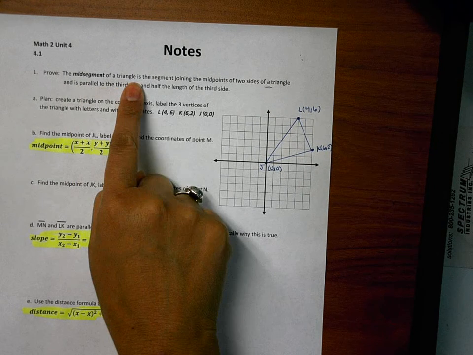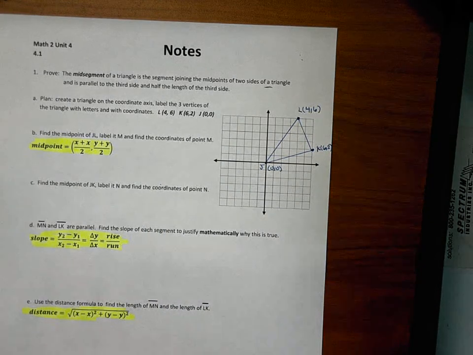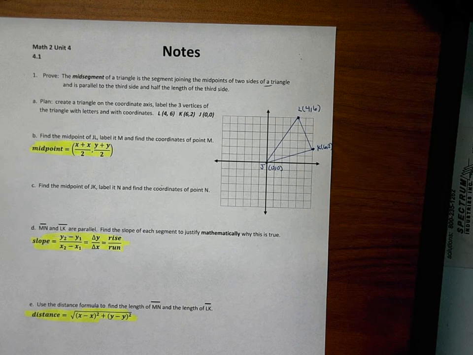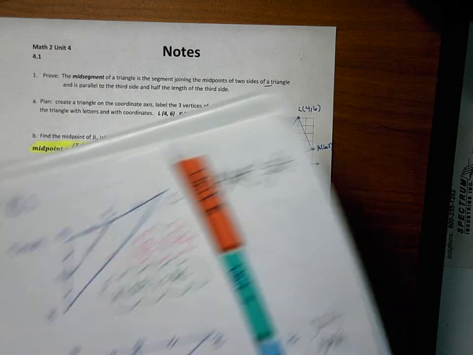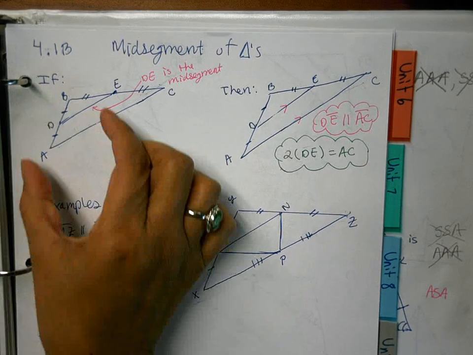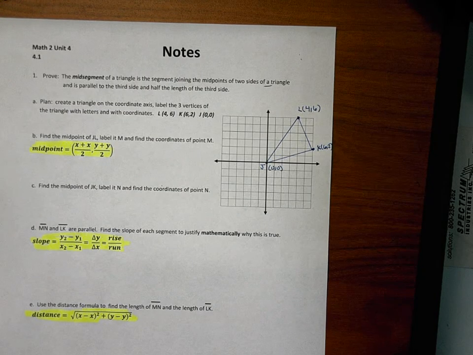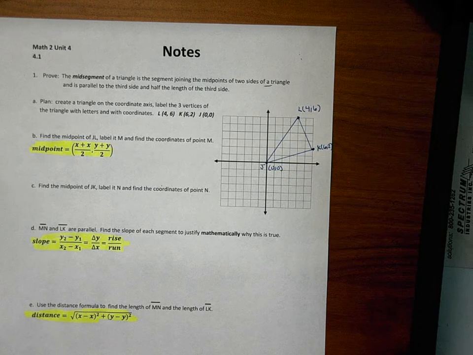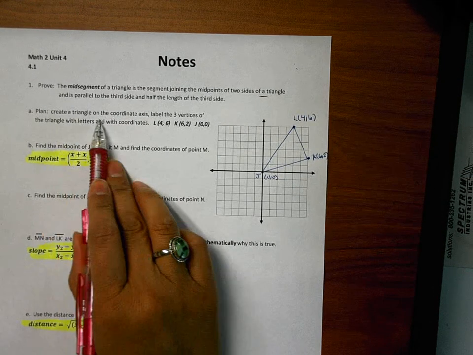Alright, the mid-segment of a triangle is a segment joining the midpoints of two sides of a triangle and is parallel to the third side and half the length of the third side. Okay, so that is not new. We've done that in a previous lesson, so it should look familiar to you. Okay, so I'm just going to put it up here really quick. These are the notes we did before, and we talked about you double the mid-segment, it equaled the base. And that's what we're going to be proving on this worksheet. Mathematically, geometrically, we're plotting points and going to prove it.